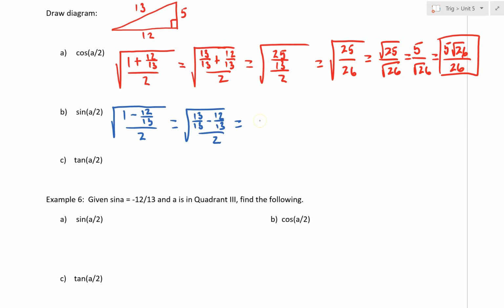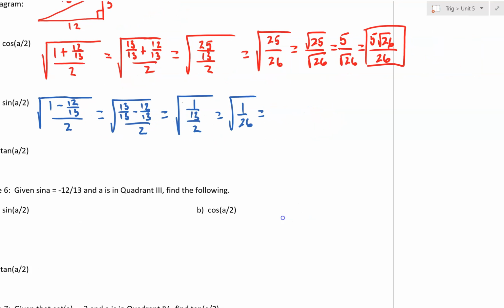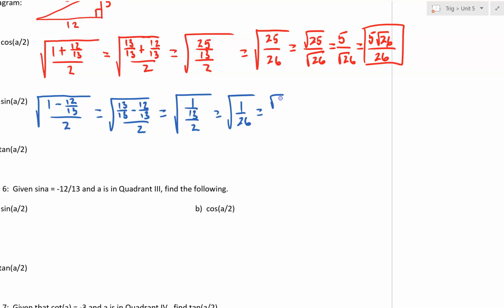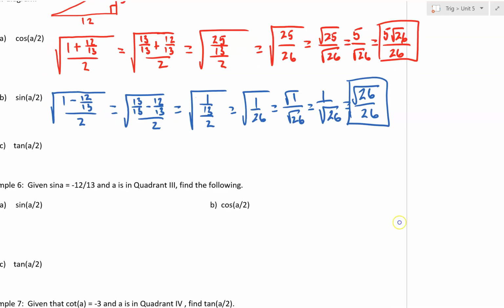That makes this the square root of 1 over 13 over 2, which makes it the square root of 1 over 26, which is going to make this the square root of 1 over the square root of 26. This is root 26 over 26. That is the answer to the second part of this.